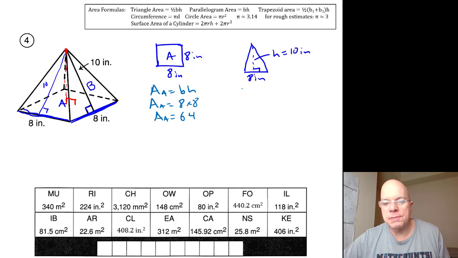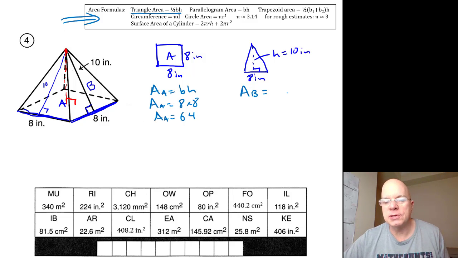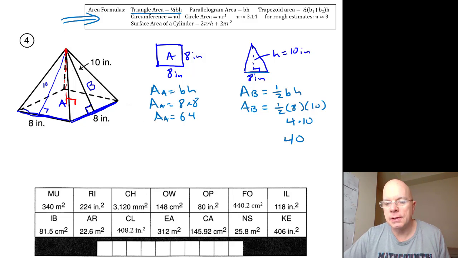And the area of face B, it's a triangle. This is one of the reasons why you have this reference. So if you're finding the area of a triangle, make sure you use the triangle formula. So look up here for your formulas if you don't have them memorized. I suspect you have most of these memorized, but 1/2 base times height. Then you substitute the dimensions. 1/2 multiplied by the base of this triangle is 8, and the height of this triangle is 10. Half of 8 is 4, and 4 times 10 is 40. So the area of the triangular faces are 40.